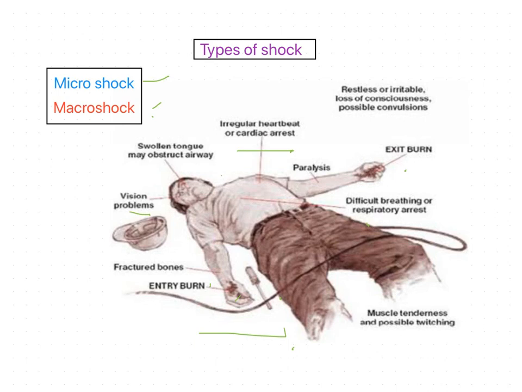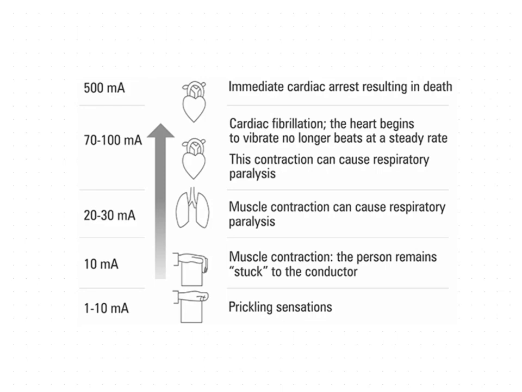I want to show you a chart to know the severity of the shock, how much intensity causes what kind of severity. So 1 to 10 milliamperes leads to a prickling sensation. The person is still in contact with the conductor, but can tolerate it. At 10 milliamperes, muscle contraction occurs and the person remains stuck to the conductor.